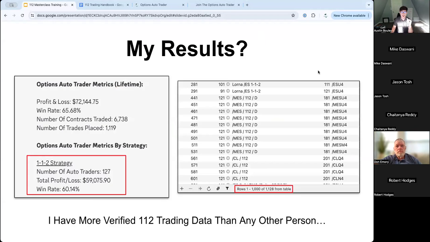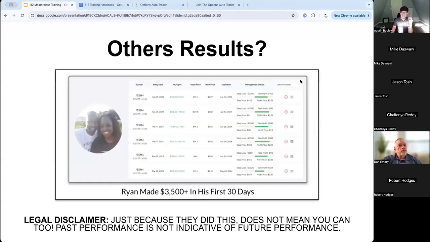Like I mentioned, I run the options auto trader if you don't know who I am, and I have access to over 1,128 112 trades. So I can show you the average credit you can expect to collect and all the details you want to know about the 112. I'm so excited to share that here in a second.